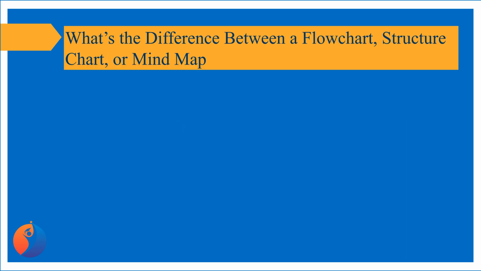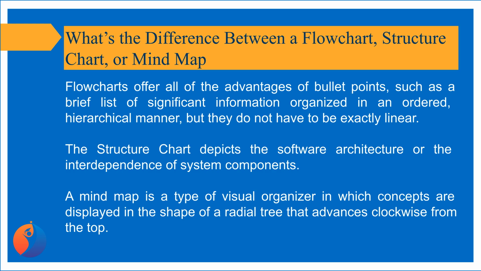What's the difference between a flowchart, structure chart, or mind map? Flowcharts offer all of the advantages of bullet points, such as a brief list of significant information organized in an ordered, hierarchical manner, but they do not have to be exactly linear. The structure chart depicts the software architecture or the interdependence of system components. A mind map is a type of visual organizer in which concepts are displayed in the shape of a radial tree that advances clockwise from the top.